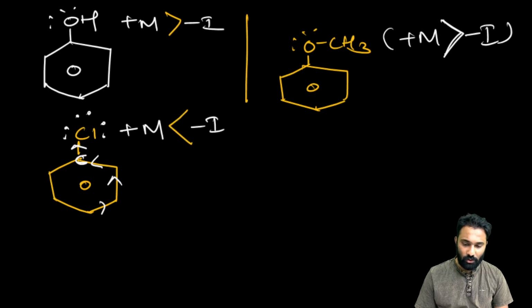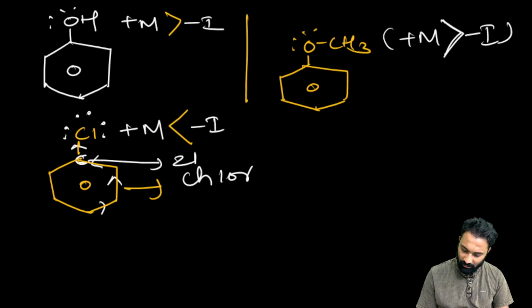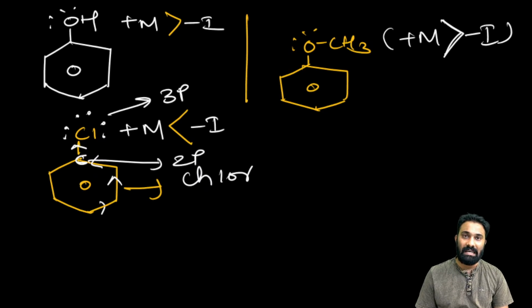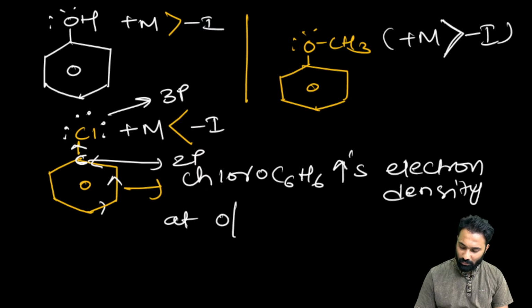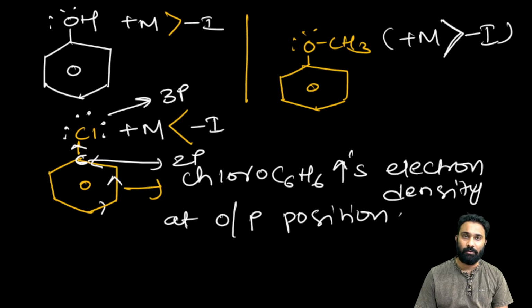Actually, for chlorine, minus I is more dominating. But even though minus I is more dominating, still the chlorobenzene, because the chlorine is a weak resonating group, here it is 2p and this chlorine is 3p. The 2p-3p overlapping is somewhat less. Still, the chlorobenzene increases electron density at the ortho and para positions.